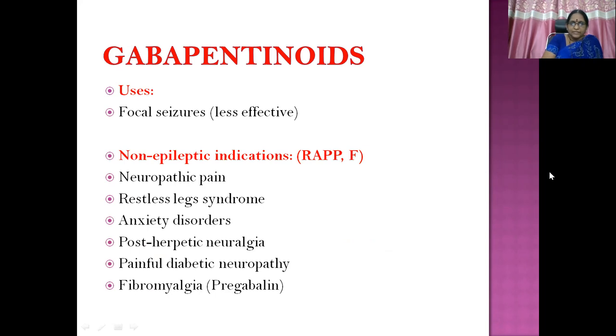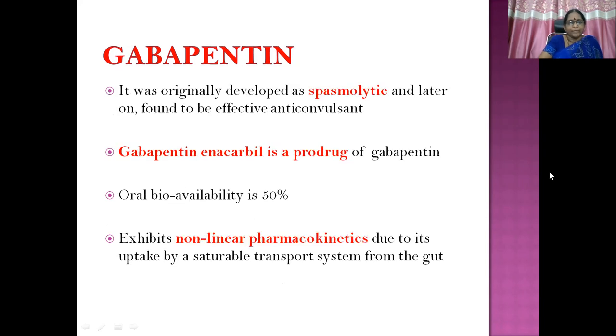Uses are in focal seizures, somewhat less effective, so better molecules we do have. The non-epileptic indications, I'm giving the mnemonic, that is the wrapping, you know, no? So the wrap and F. So R for restless leg syndrome, then A for anxiety disorders, and P for postherpetic neuralgia and painful diabetic neuropathy. And then F means fibromyalgia. Specifically, pregabalin molecule is used for this particular condition.